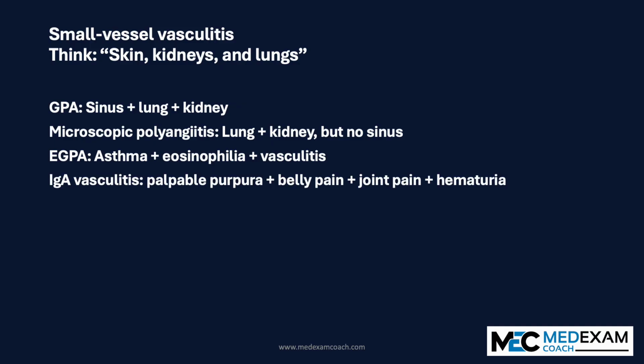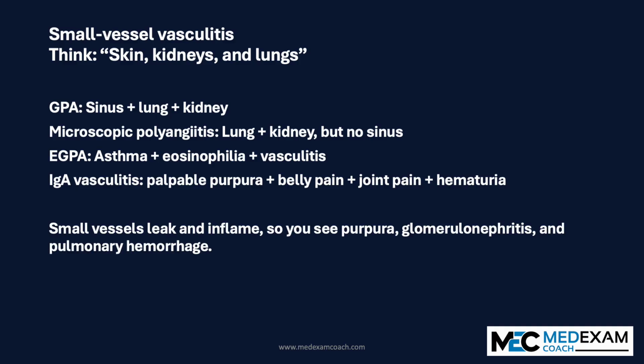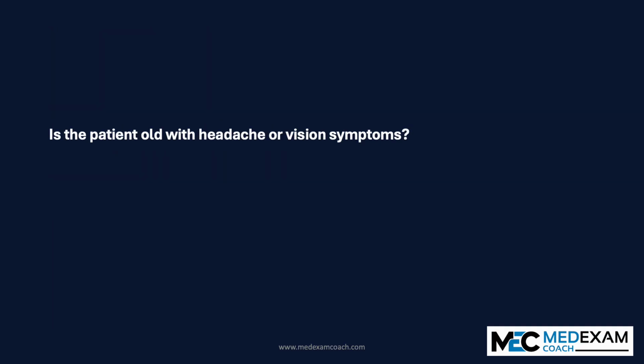And then you have IgA vasculitis, which is the second of the two important pediatric vasculitides to know: palpable purpura, belly pain, joint pain, and hematuria in the form of glomerulonephritis. So you have small vessels that are leaky and inflamed, and you see purpura, glomerulonephritis, and pulmonary hemorrhage.